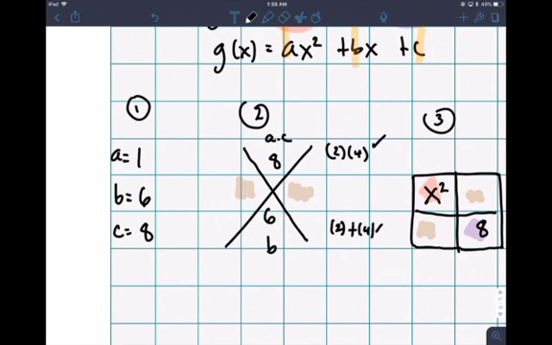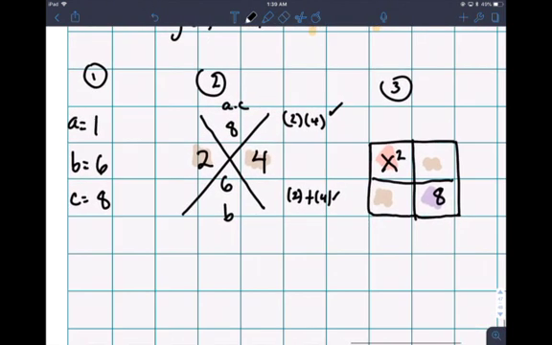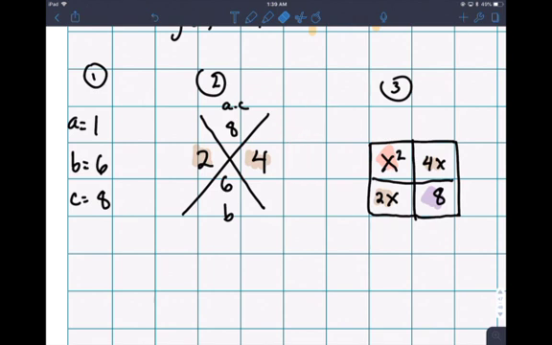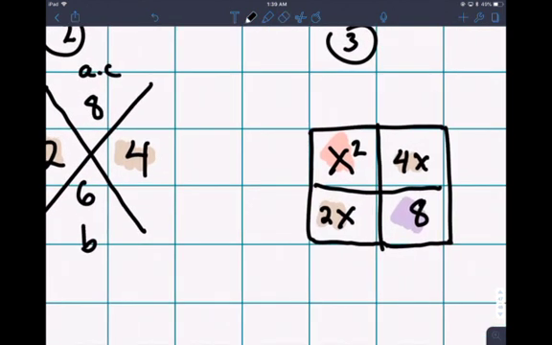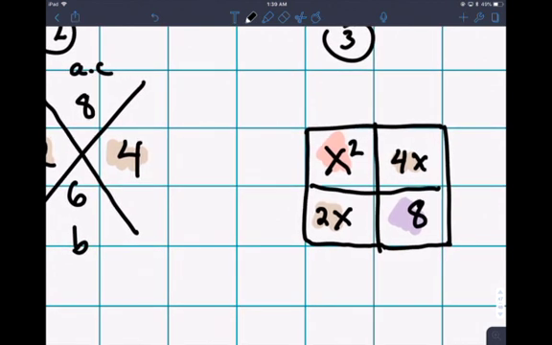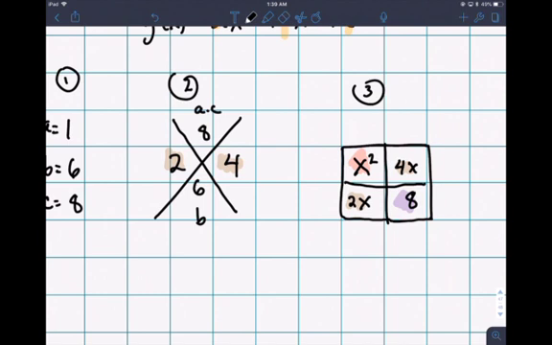So again, it doesn't matter what you put first. So I'm going to put 2x and 4x. Notice that 2 and 4 works. So now when I put it back in the box, the only difference is I'm going to put 2x and 4x. Now work your way out. Remember, this is back from the area model. How did you get x squared? What times what will give you x squared? The only option is x times x. So x times x is x squared.